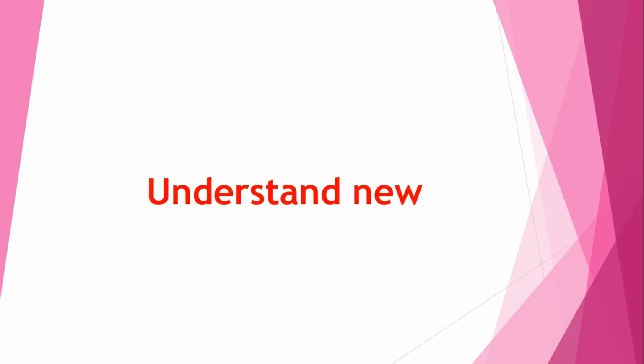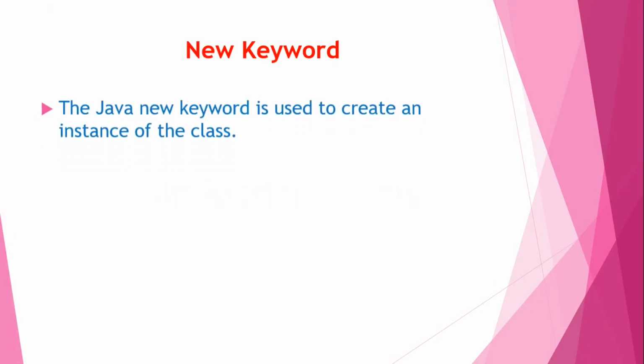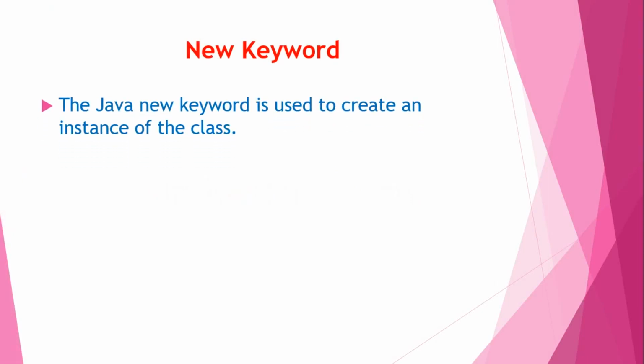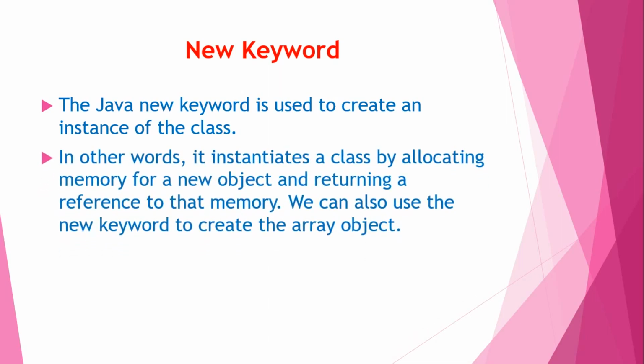In this tutorial, we are discussing the new keyword. So what is the new keyword? The Java new keyword is used to create an instance of the class. In other words, it instantiates a class by allocating memory for a new object and returning a reference to that memory. We can also use the new keyword to create the array object.